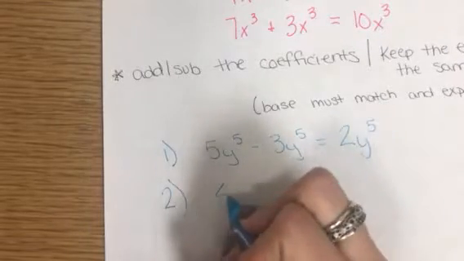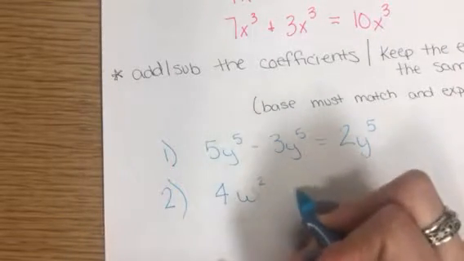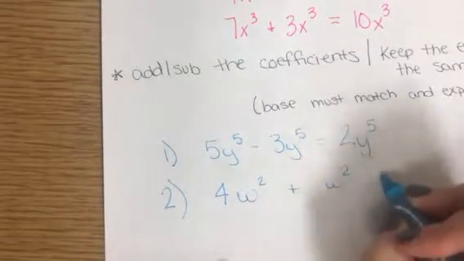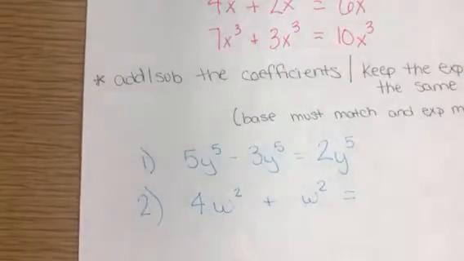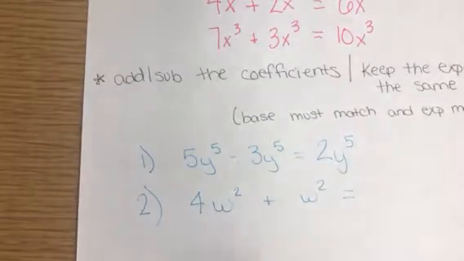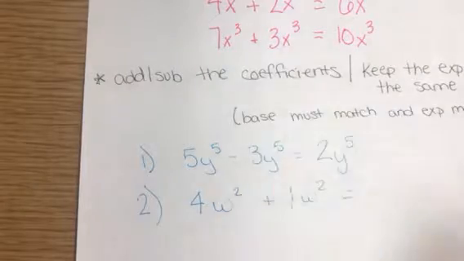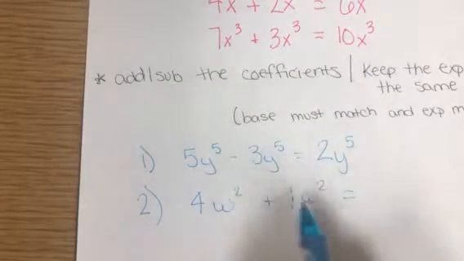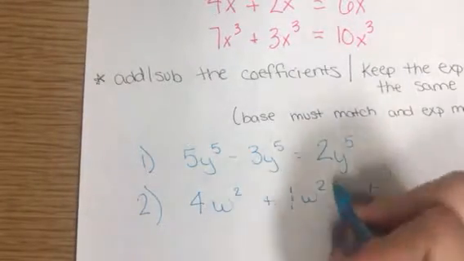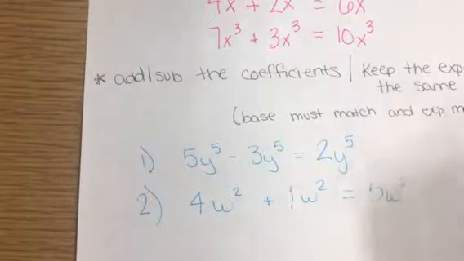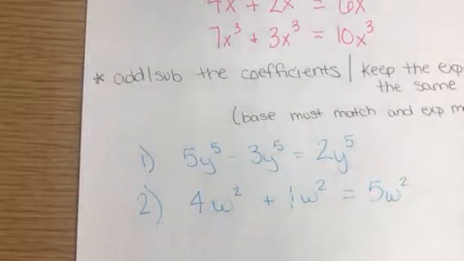Maybe if we have 4w squared plus a w squared. Same rules that we've known in the past. We don't see a coefficient here, which means there's really a 1. So this is going to be 4 plus 1, which is 5. And again, our base and exponent are staying the same, so we'd get 5w squared.